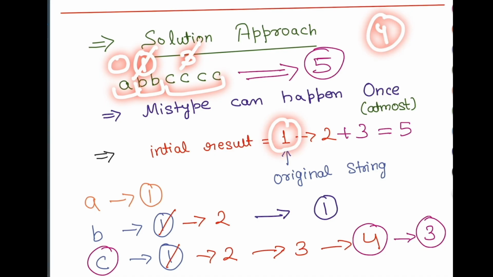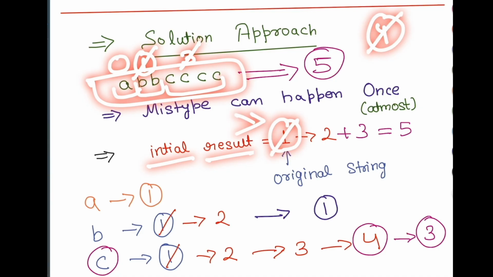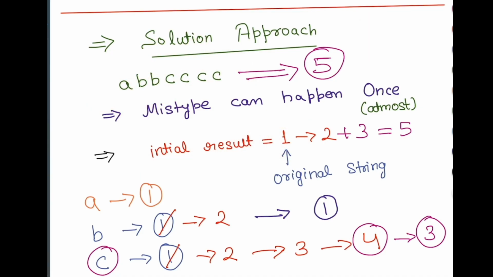We have this original string, that's the whole complete string without any issues, and that is why the initial result is 1. So 4 more possibilities plus the initial result 1, that is equal to 5. So this is how we can find the solution of this particular problem. Now let me get back to the code editor and let me try to show you the solution in Python.